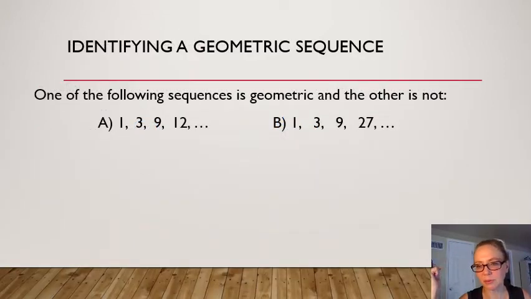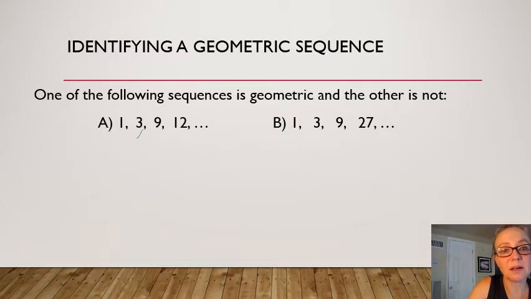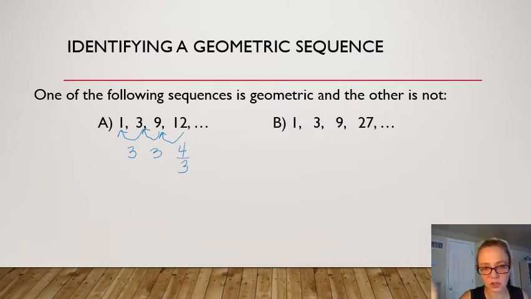One of the following sequences is geometric and the other is not. So what we're looking for is a common ratio. If you divide 3 by 1, you get 3. If you divide 9 by 3, you get 3. But if you divide 12 by 9, you get, let's think, 4/3. Because the division of consecutive terms didn't result in a common ratio, a common answer, this is not a geometric sequence. So we know automatically that B is the correct answer.